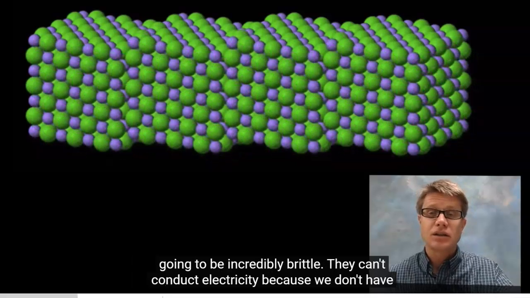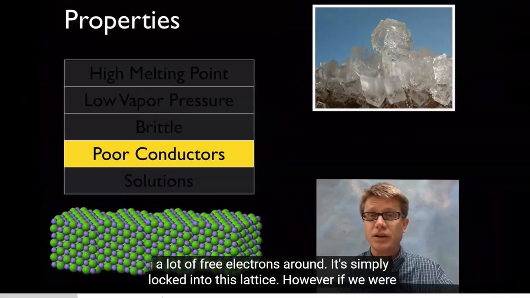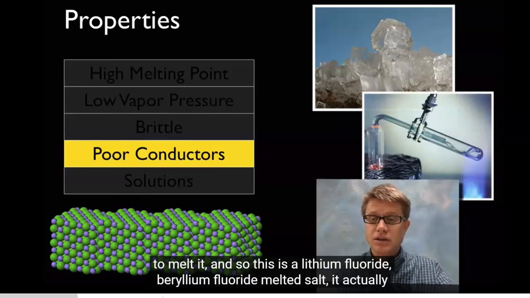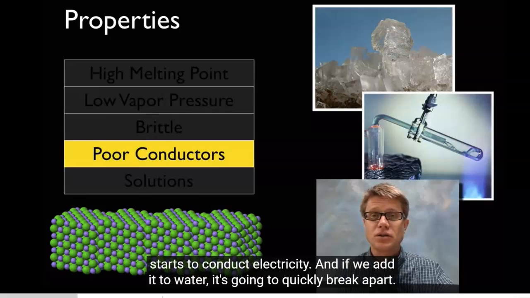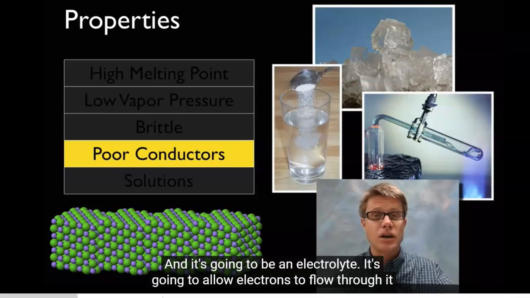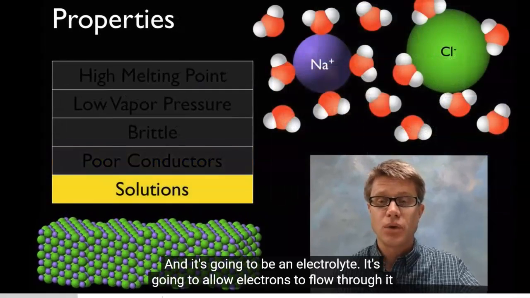They can't conduct electricity because we don't have a lot of free electrons around. It's simply locked into this lattice. However, if we were to melt it, and so this is a lithium fluoride, beryllium fluoride melted salt, it actually starts to conduct electricity. And if we add it to water, it's going to quickly break apart, and it's going to be an electrolyte. It's going to allow electrons to flow through it as well.